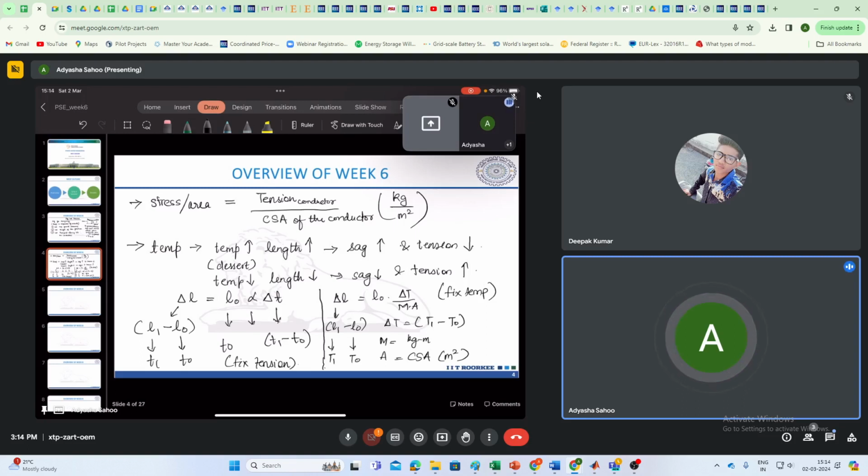So whenever there is a change in temperature or change in tension, we can calculate the change in length of the conductor using these formulas.